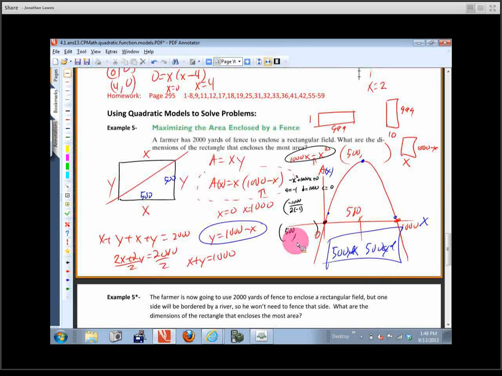What it asked for, what are the dimensions? So the farmer just wants to know, okay, I'm going to go out and I'm going to make this fence and then this fence and this fence and this fence. Tell me how long I need to make each one of them.